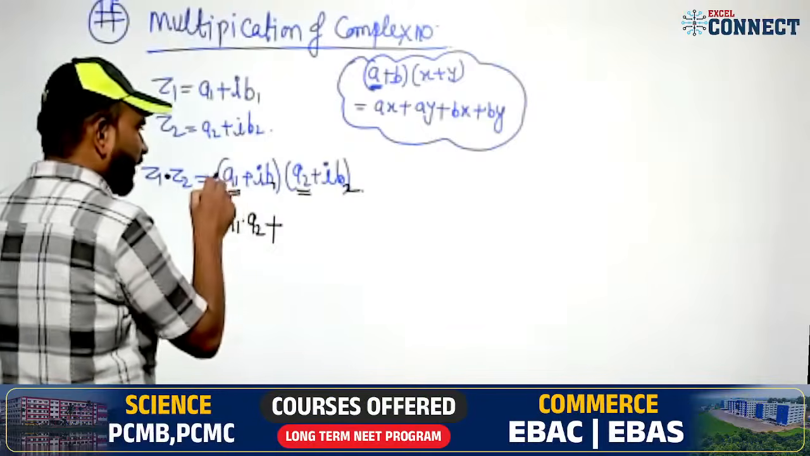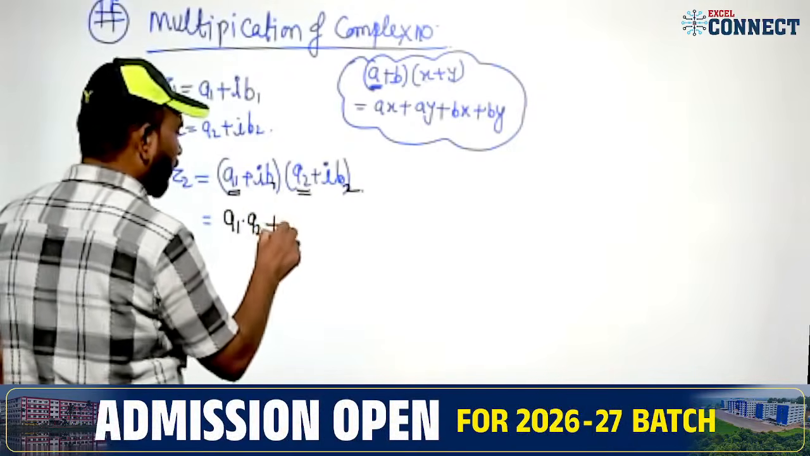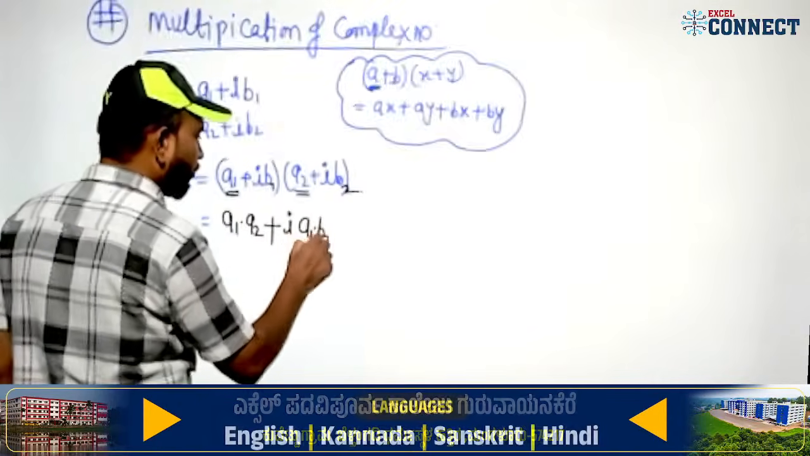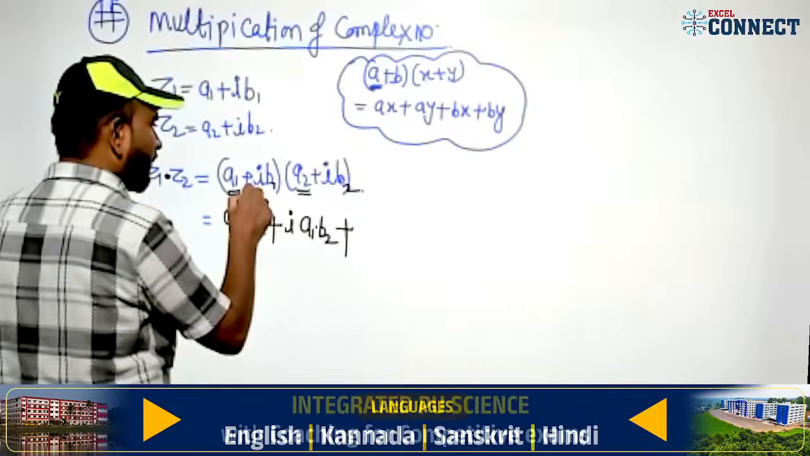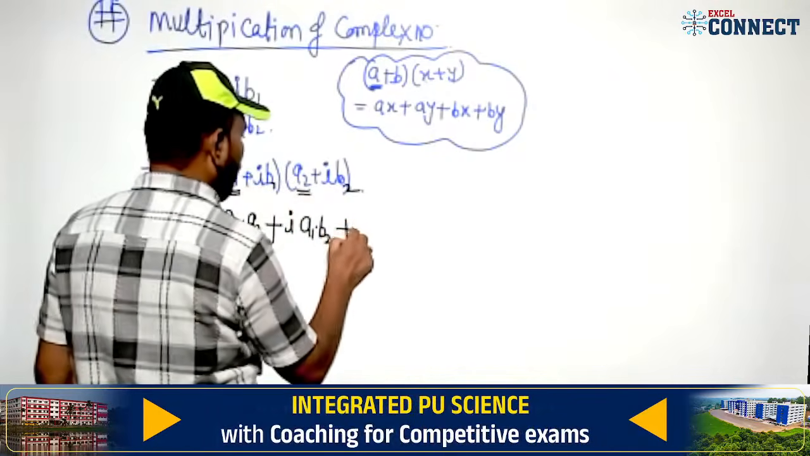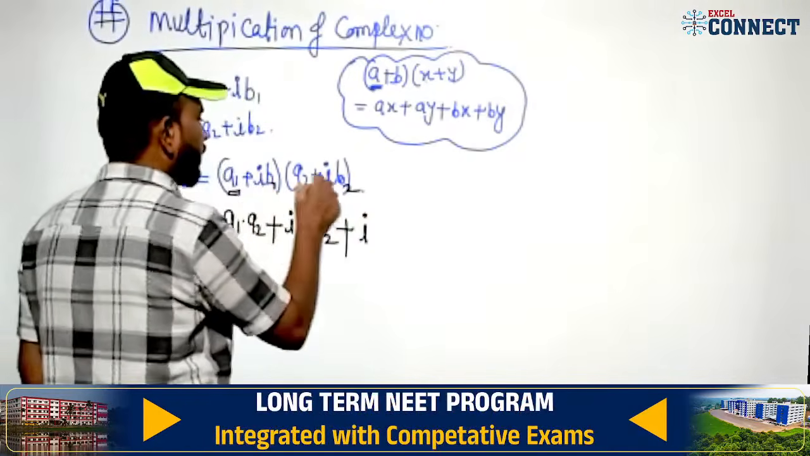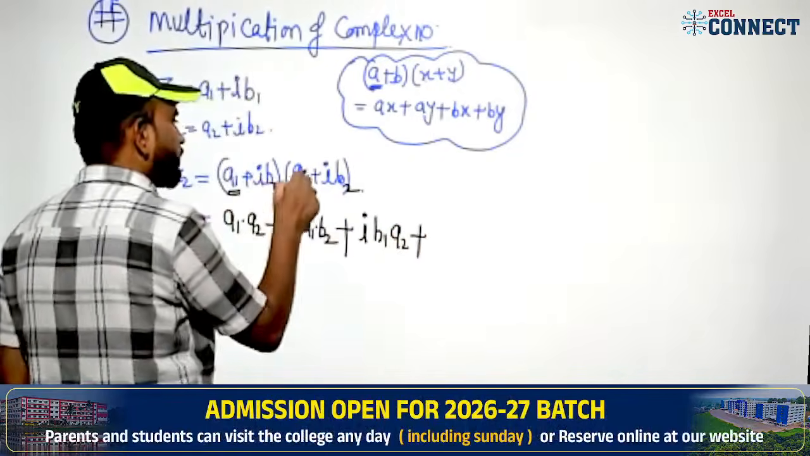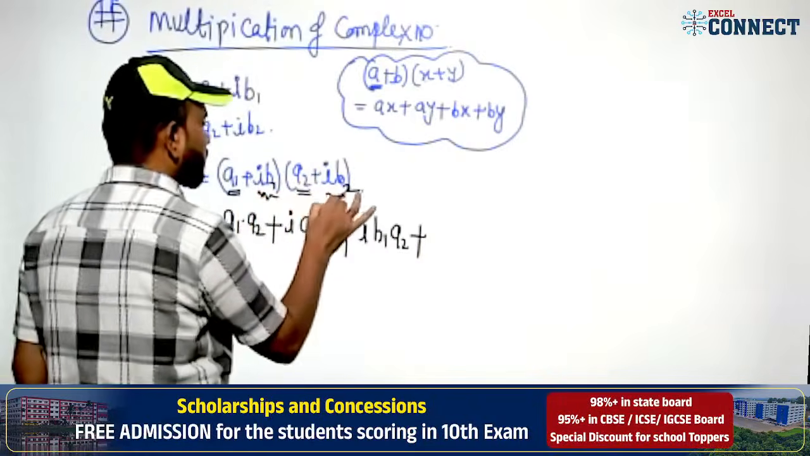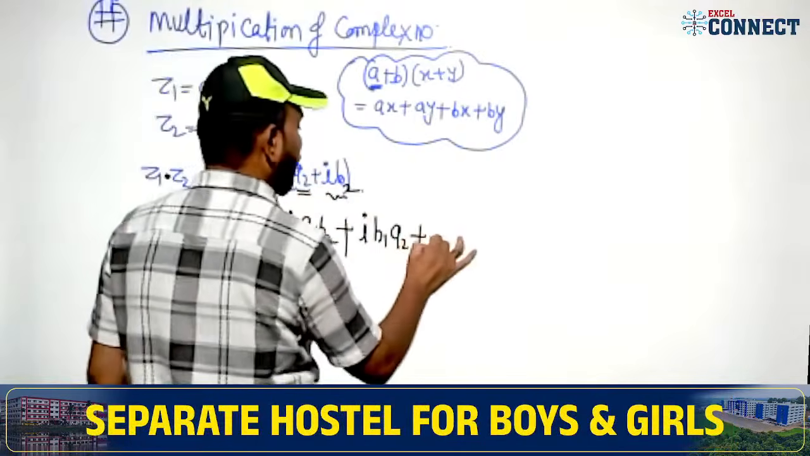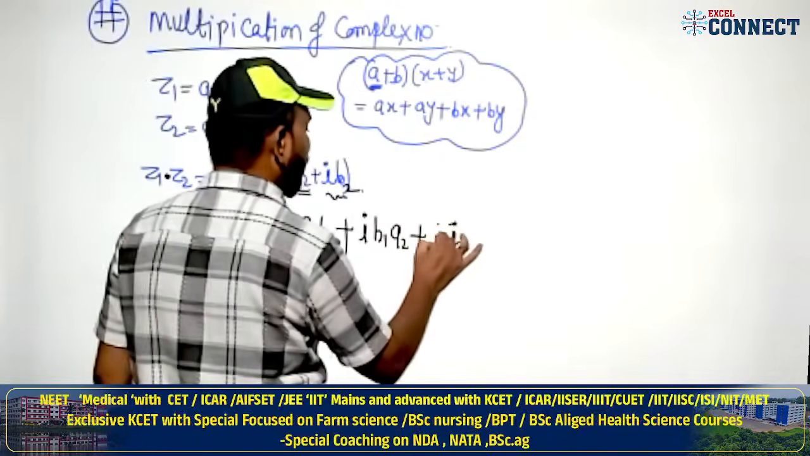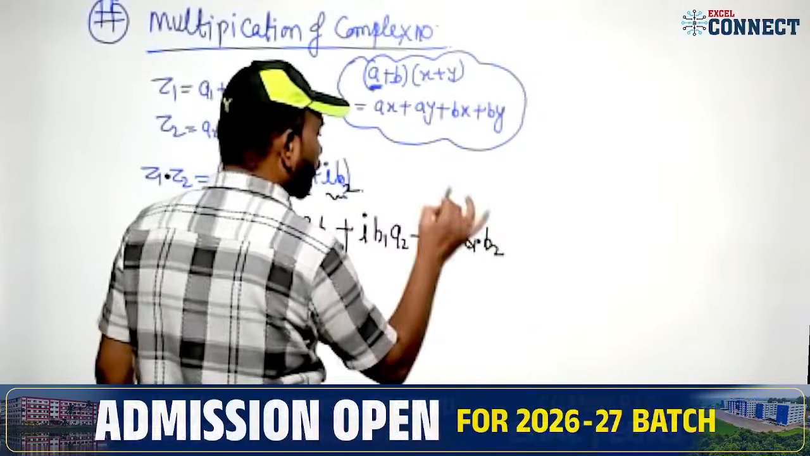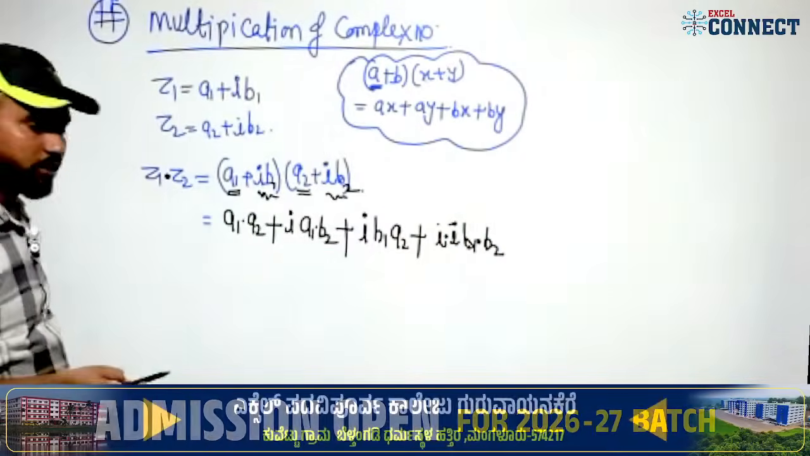So multiply here A1 into this. Iota common. So A1 into B2. Now this multiply into this term. Iota common. So B1 A2. Now multiply this term into this term. Last remaining. So this is i into i, right? i into i into B1 into B2.